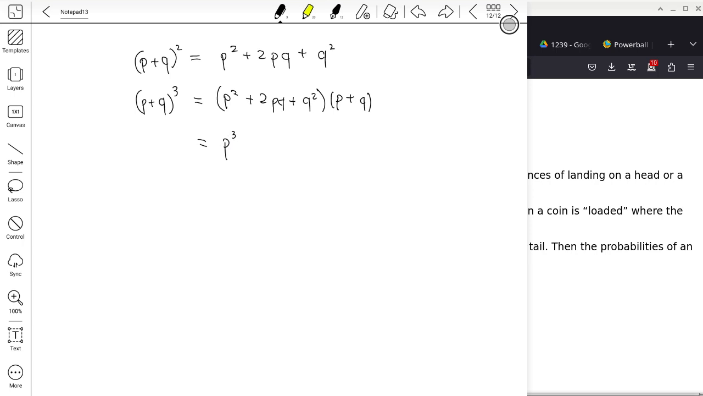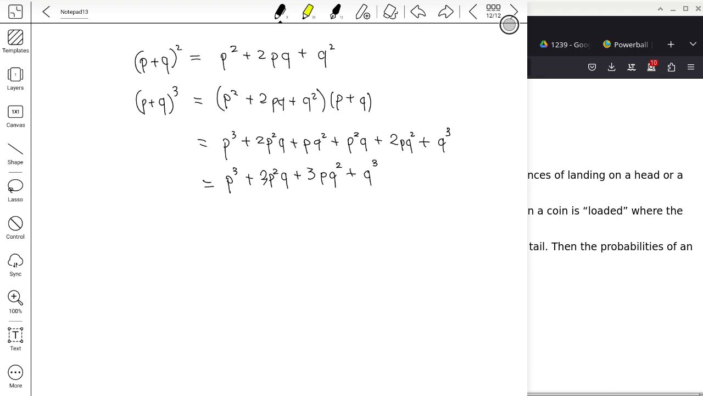which then ends up with P cubed plus 2P squared Q plus, oops, single one, plus PQ squared plus P squared Q plus 2PQ squared plus one single Q cubed. And then we group items together, okay? We can see that it becomes P cubed plus 3P squared Q, oh, three of those, sorry, plus three of PQ squared plus Q cubed, okay?